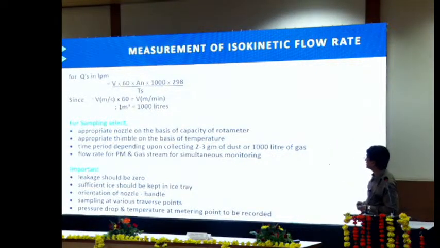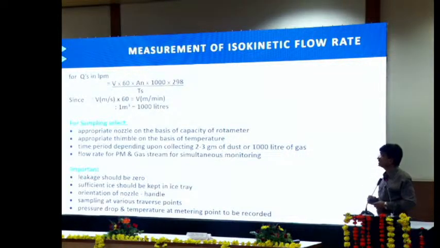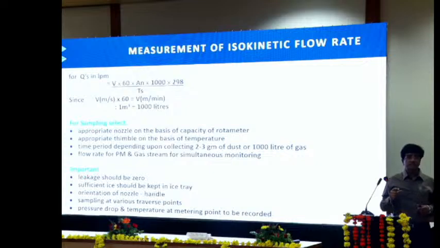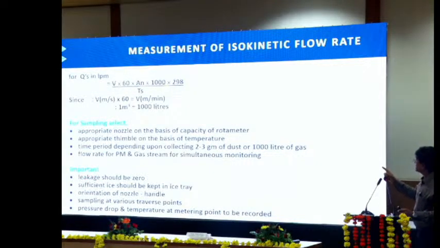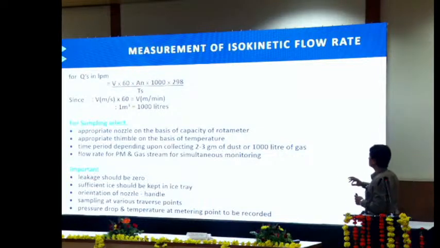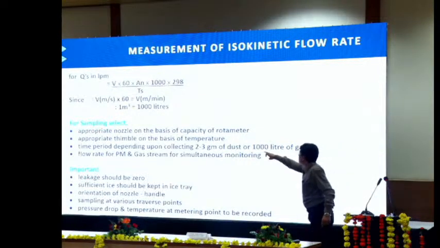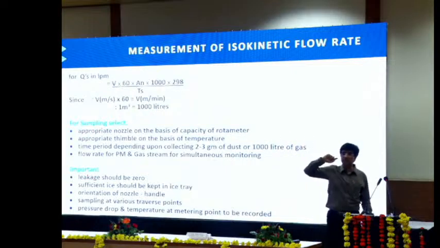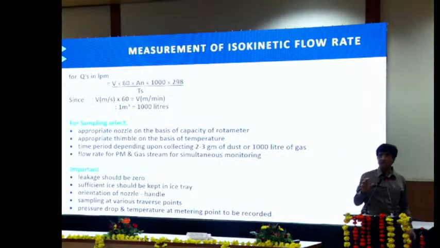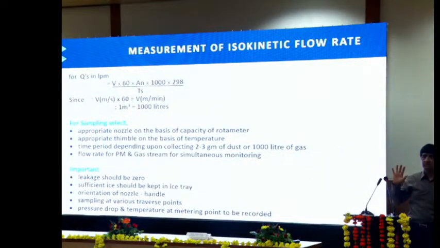The third is the time period for which the sample has to be taken, for which the criteria says you need to collect 2 to 3 grams of dust, or you need to pass 1000 liters of gas. Suppose the flow rate comes 25 liters per minute. So in order to meet this particular requirement, for how many minutes do I need to collect the sample? 40 minutes. So 25 into 40, that makes 1000.